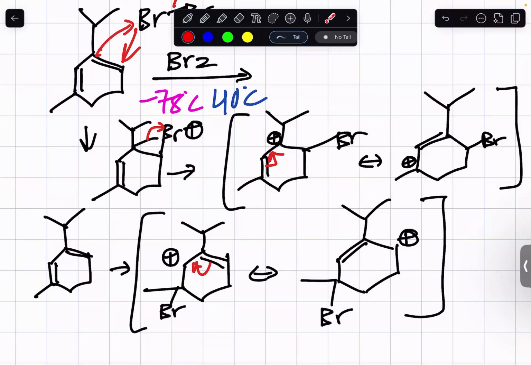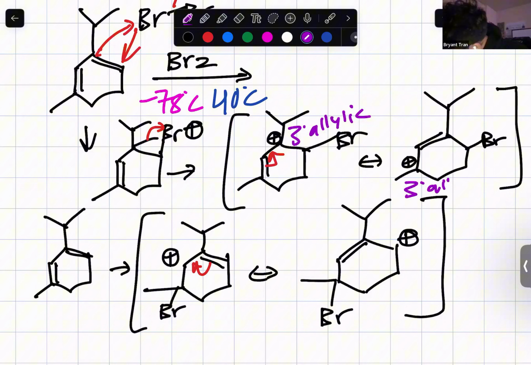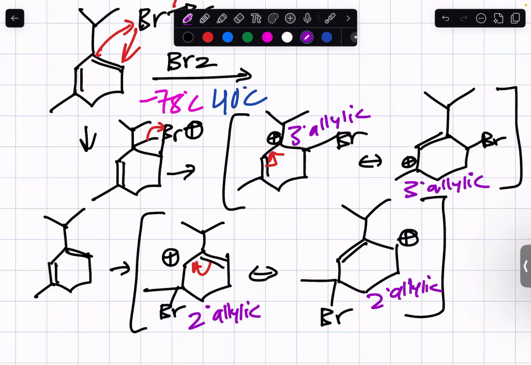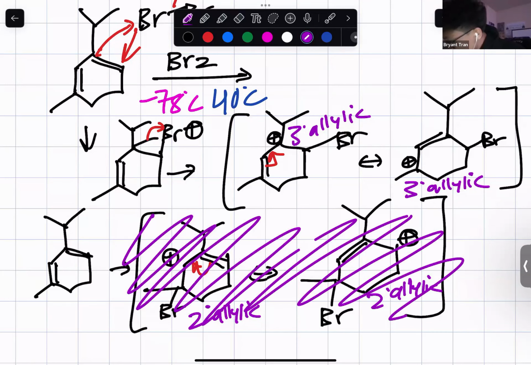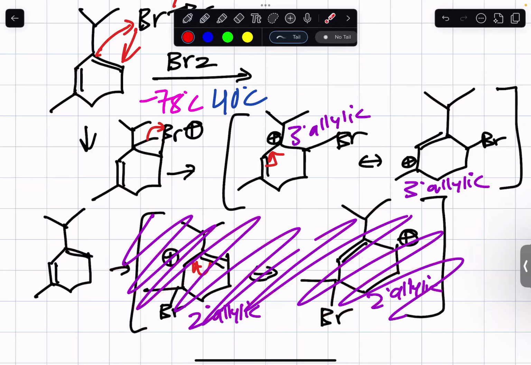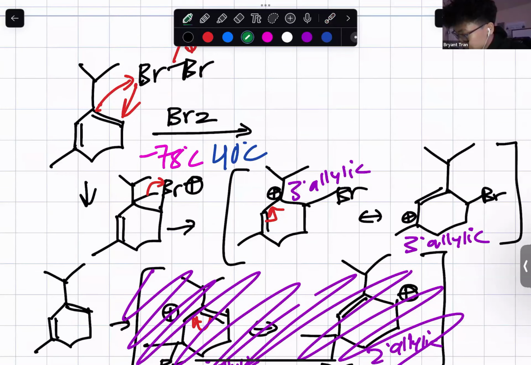Okay, so now does this make sense so far on how we got to two resonance sets? Could you label them? If it's tertiary, tertiary, tertiary, allylic, secondary, allylic, secondary, allylic. We're going to completely ignore the bottom one because the top one is a better resonance set. So don't even look at this at all. Now let's label the alkene. This is tri-substituted. This is also tri-substituted.